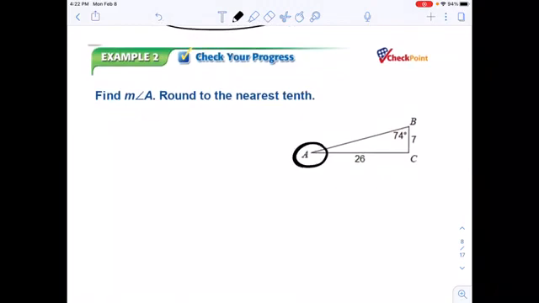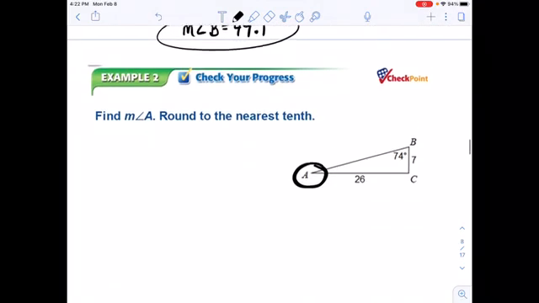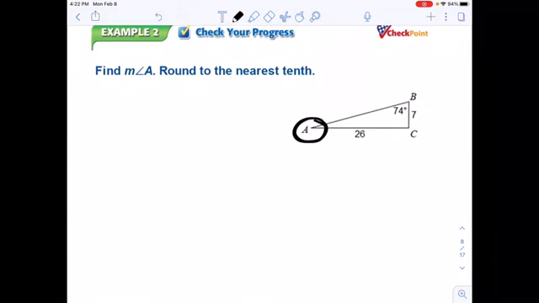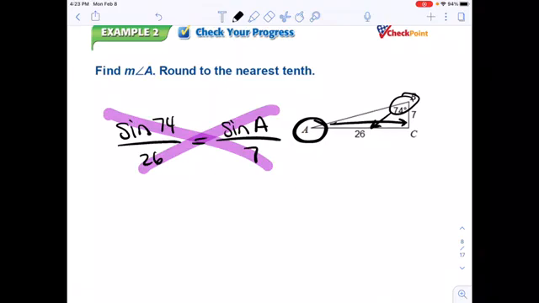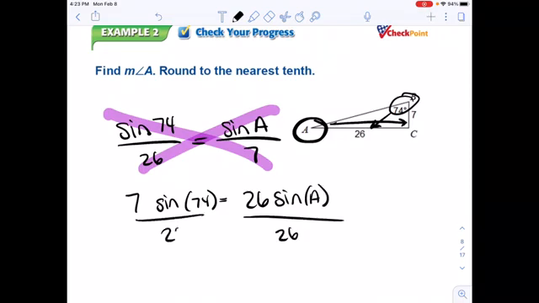We're going to find angle A this time. This triangle looks definitely way different than the previous one. And round to the nearest tenth. So we set up a law of sines problem. It's just a proportion, sine of 74 over 26, opposite from each other, equals sine of A over 7, opposite side, okay? Cross multiply, so we have 7 sine of 74 equals 26 sine of A. Go ahead and divide both sides by 26.